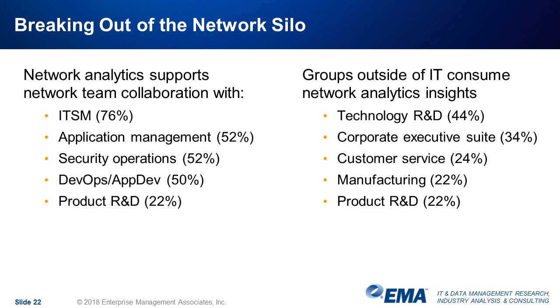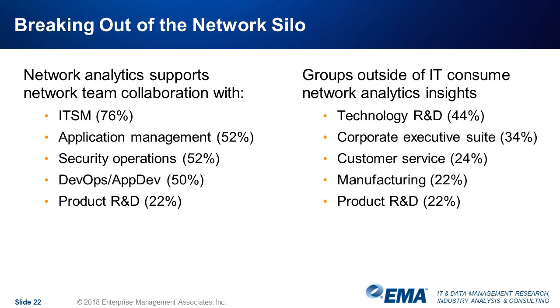At least half of these projects were also better integrated or collaborating with the application management team, security operations team, and DevOps app dev. And then a small group were collaborating better with product R&D. Groups outside of IT consume network analytics insights directly through reports or dashboards. Technology R&D was number one, 44%. The corporate executive suite was pretty popular too, the third, and then you see down here customer service, manufacturing, product R&D.